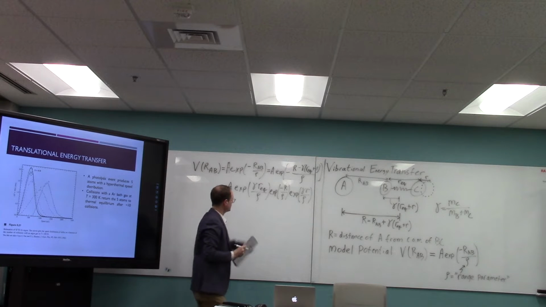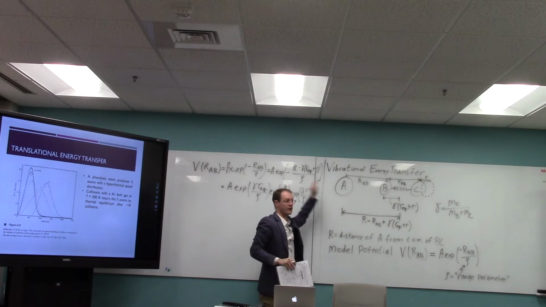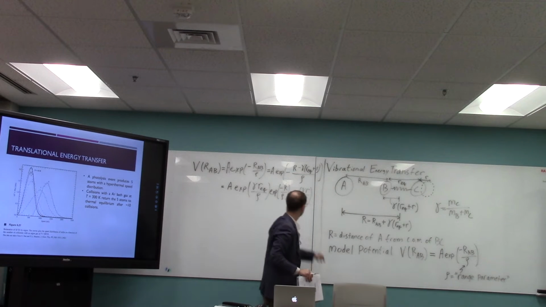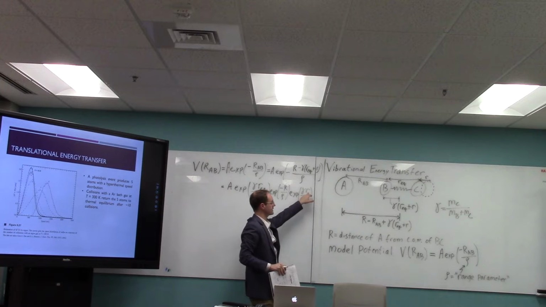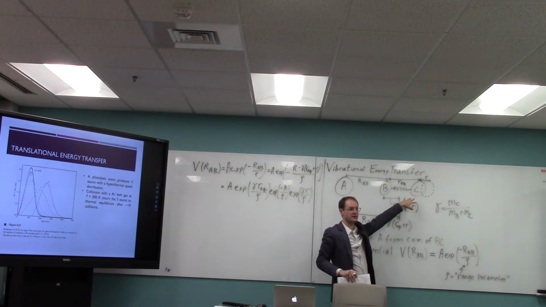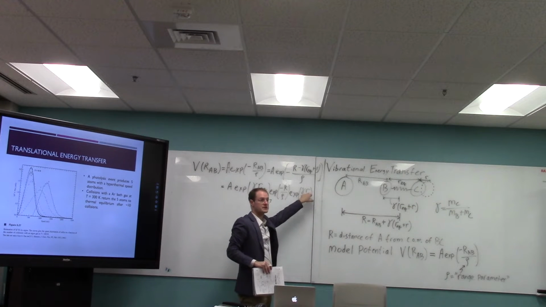Okay, and so this big R can take on small values or large values, right? Because the A molecule starts out far away and then it comes in and it scatters at a very short distance. But in general, we're not going to consider any bond breaking of the BC molecule. We're only considering vibrational excitation. So this little r is going to be a small number.